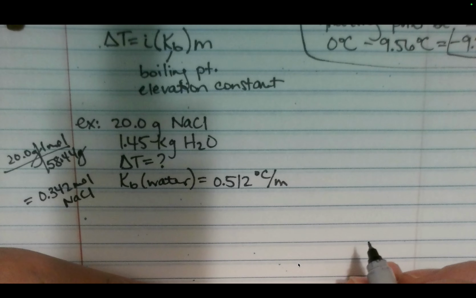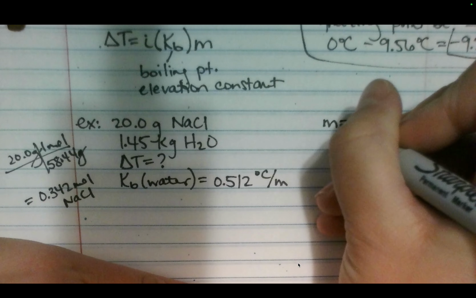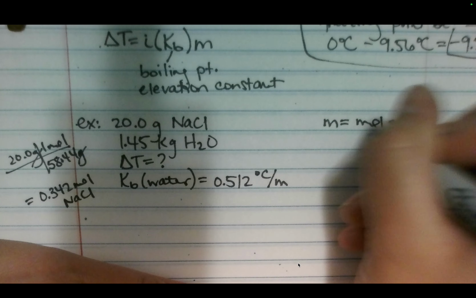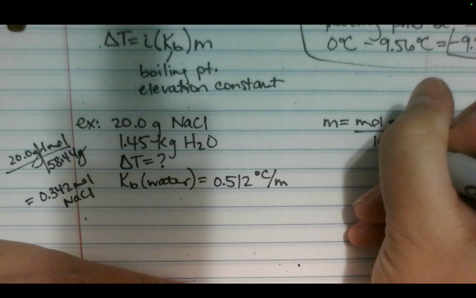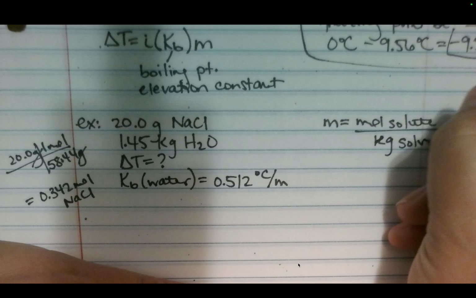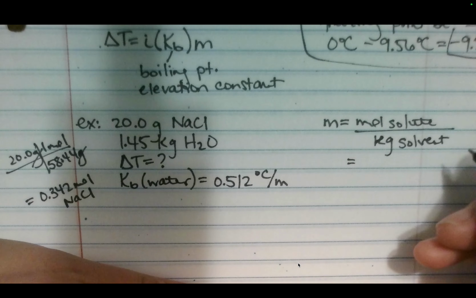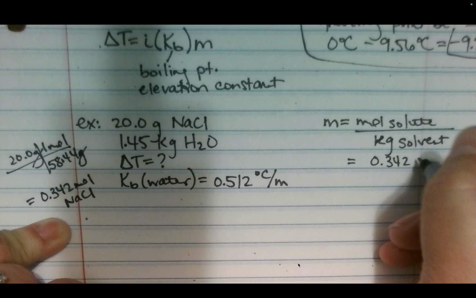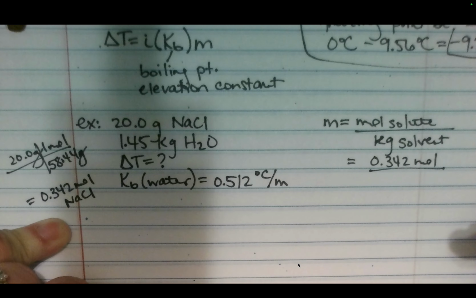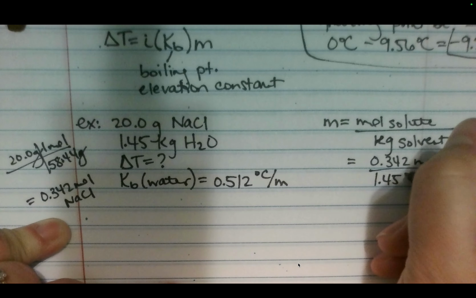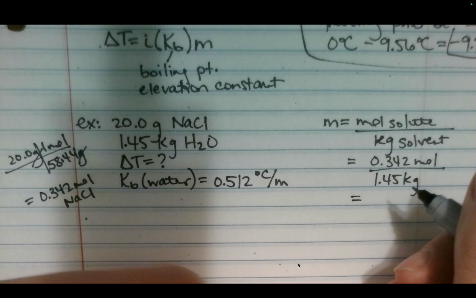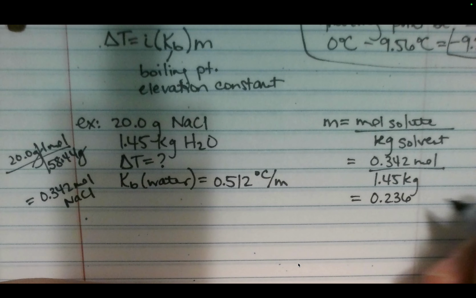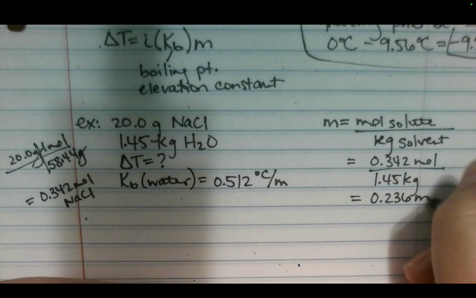So now I can calculate my molality. So molality equals, I'll write it again, moles of solute over kilograms of solvent. So moles of solute over here, 0.342 moles over kilograms of solvent, 1.45 kilograms. Punch that into your calculator, 0.236 molal.